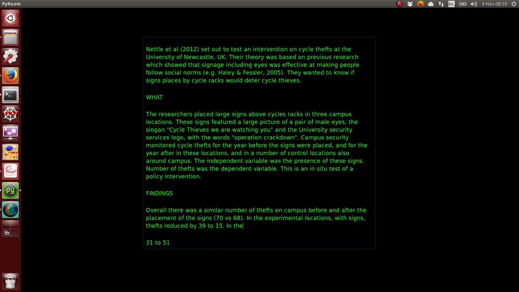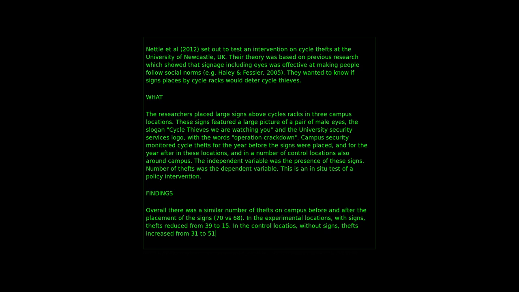In the control locations without signs, thefts increased from 31 to 51.